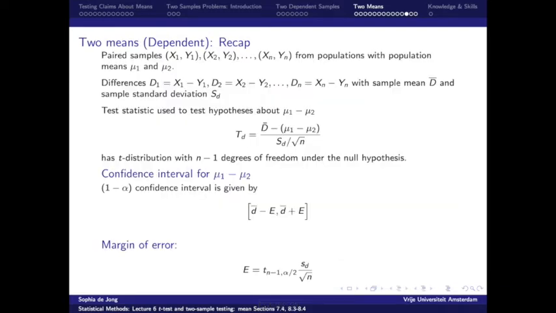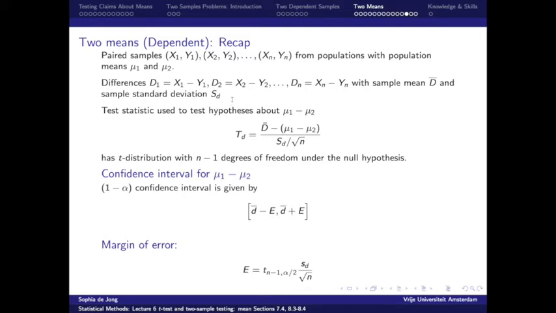Let's do a short recap and remember that all formulas on these slides will be on your formula sheet at the exam. Suppose we have paired samples from populations with population means mu1 and mu2. The two samples here are dependent, and we are going to perform a test about the means of these two samples. Therefore, we compute the differences between the paired values, d1, d2 up to dn, and we compute the observed sample mean, d bar, and the sample standard deviation, sd.